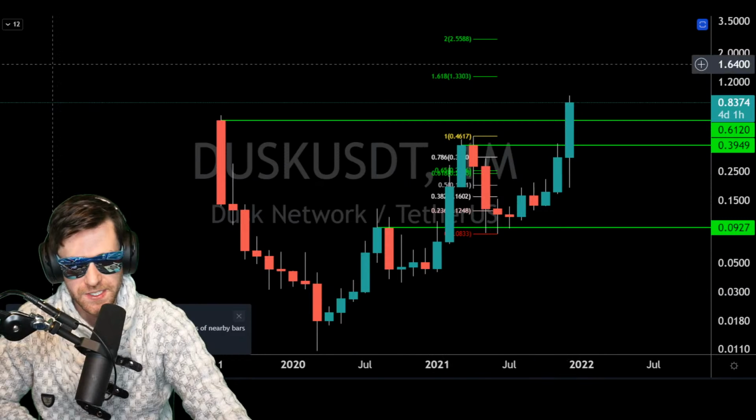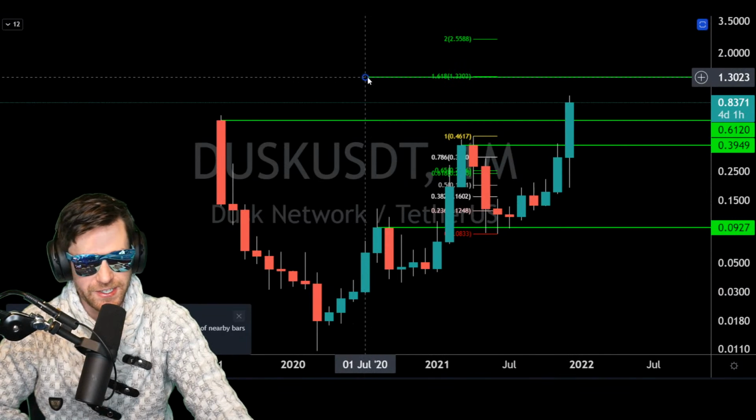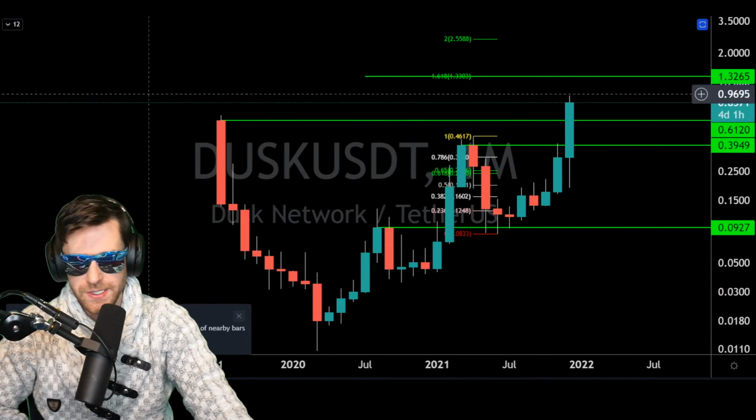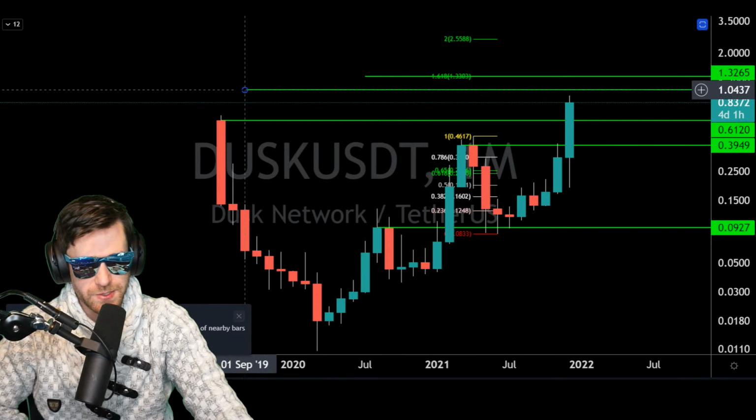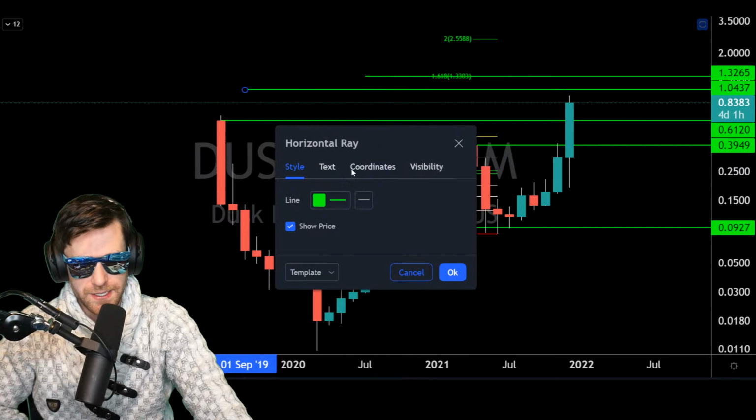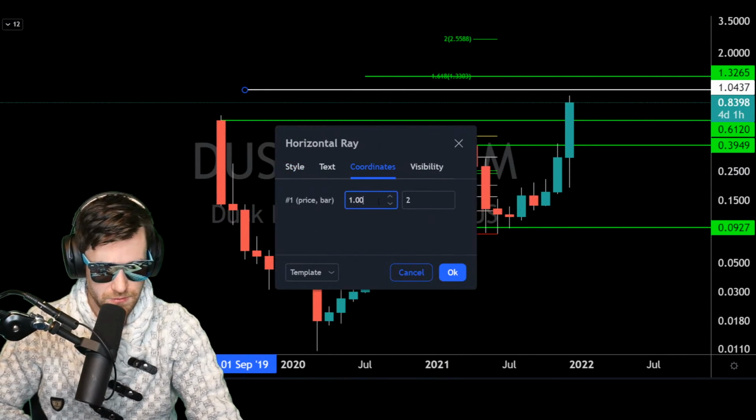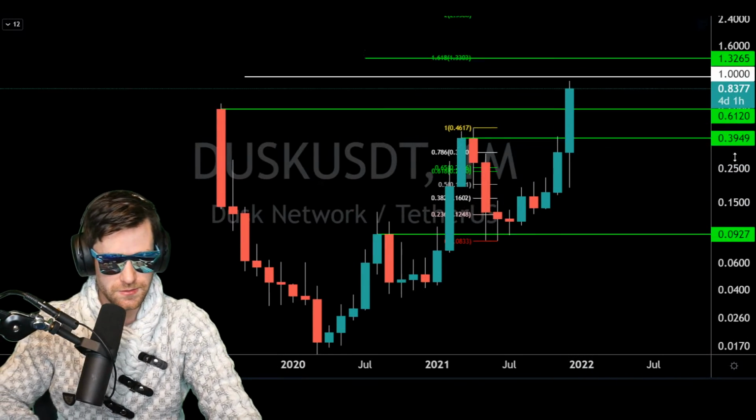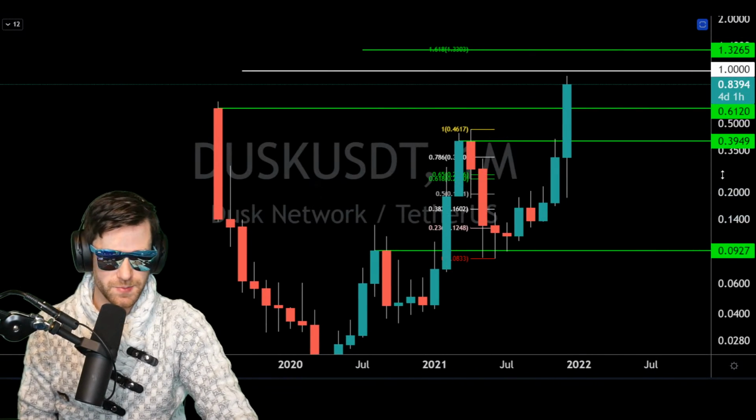See where our measured move sits at $1.33. We haven't quite gotten there yet. Of course, there's always the psychological dollar in the way as well. Those would be my immediate price or profit-taking targets. $1.33. I like this pattern though.